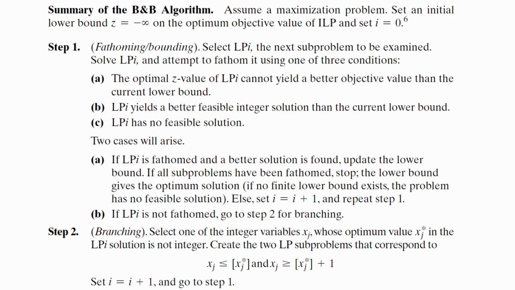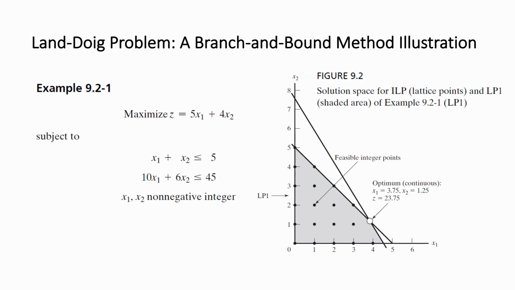Okay, so this is a summary of the branch and bound algorithm, but I think it's better if we demonstrate it through an example. So recall the classic Landowing problem. For this problem, the LP relaxation gives fractional results. So we'll implement the branch and bound method on this, meaning we will see how successive branching identifies the best integer combinations for x1 and x2.